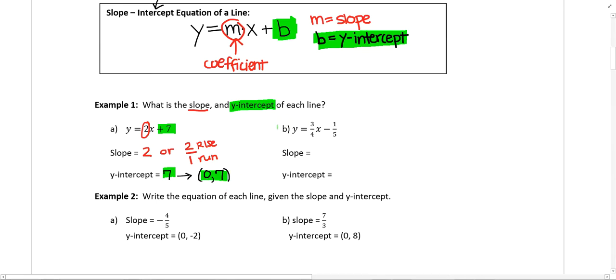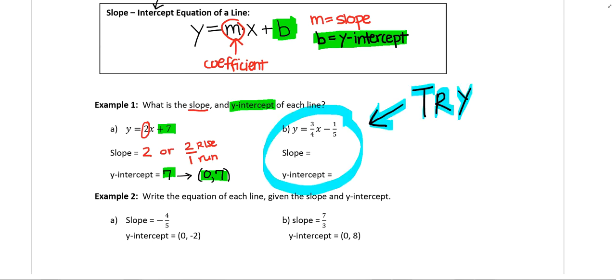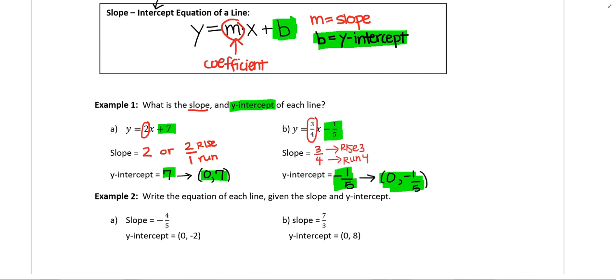Okay, go ahead and do the same type of question for B. Pause the video, give it a try, and then unpause it when you want to check your answer. Okay, let's take a look at the answer. The slope is 3 over 4, which means we're rising 3, running 4. The y-intercept is -1/5, or it's going to cross the y-axis at 0, -1 over 5, if you write it as a point.